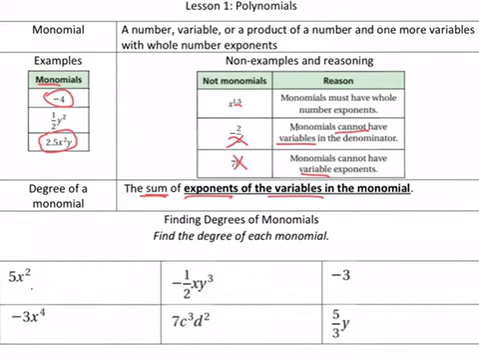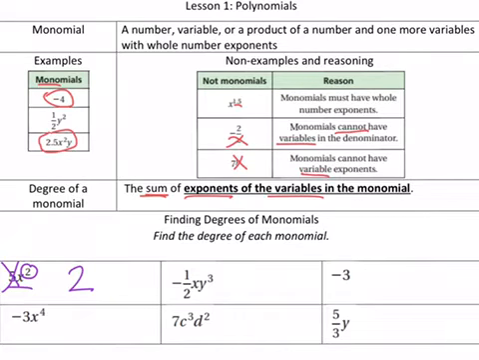In this first example, it says to find the degree of each monomial. We only have to find the sum of the exponents of the variables. 5 is not a variable, so we don't even consider it. We only have 2, so the degree is 2, the exponent of our variable. That's the degree for the first monomial.